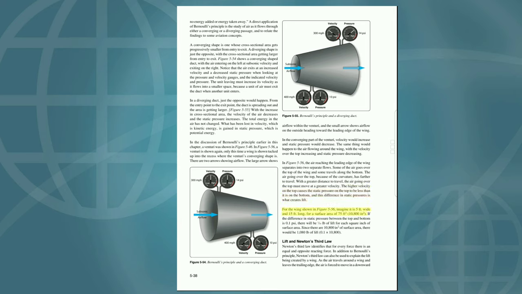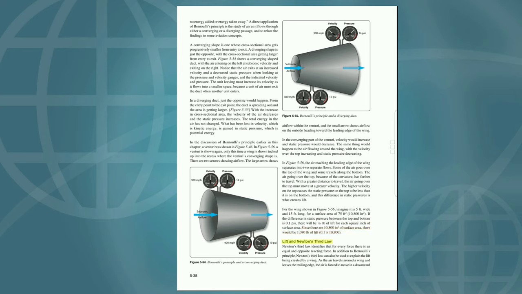For the wing shown in Figure 5-56, imagine it is 5 foot wide and 15 foot long, for a surface area of 75 square feet, or 10,800 square inches. If the difference in static pressure between the top and bottom is 0.1 psi, there will be 1/10 pound of lift for each square inch of surface area. Since there are 10,800 square inches of surface area, there would be 1,080 pounds of lift, 0.1 times 10,800.